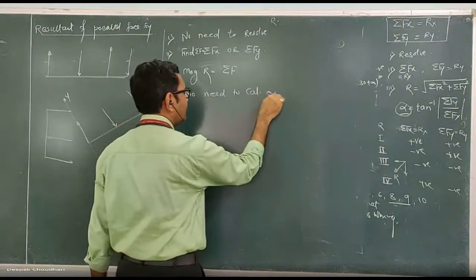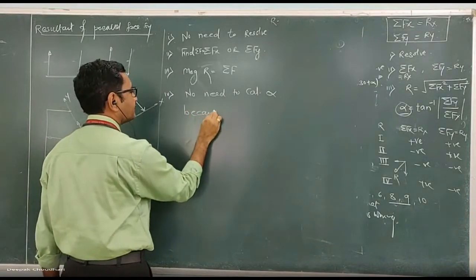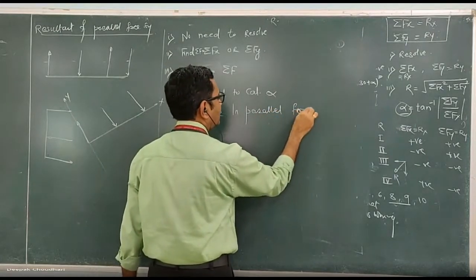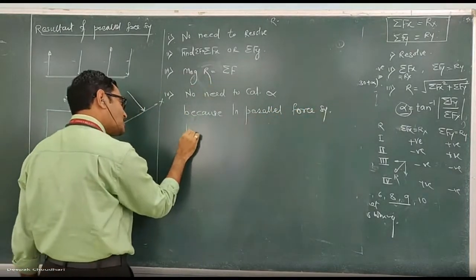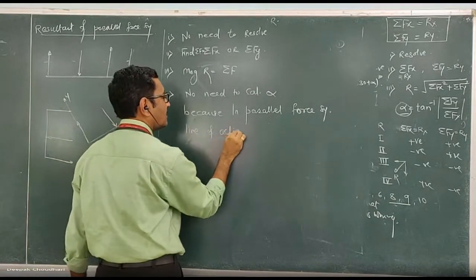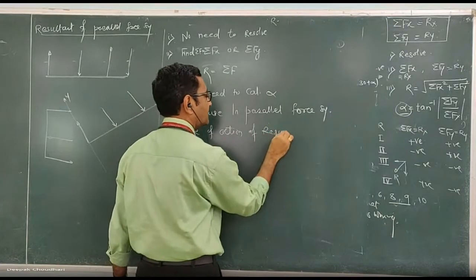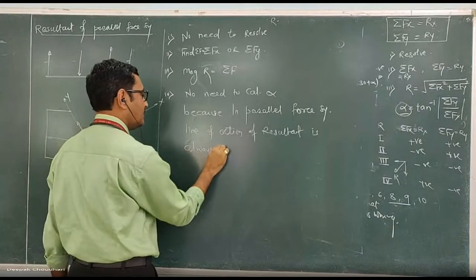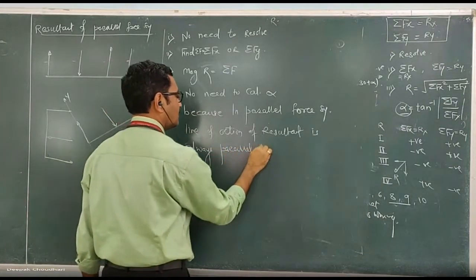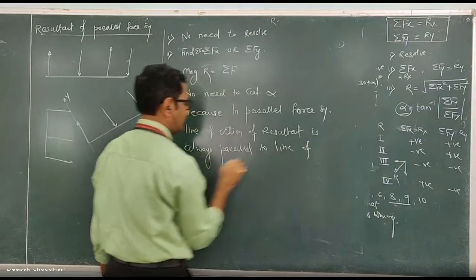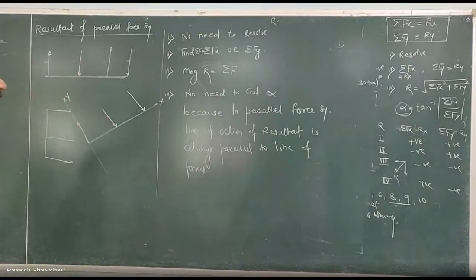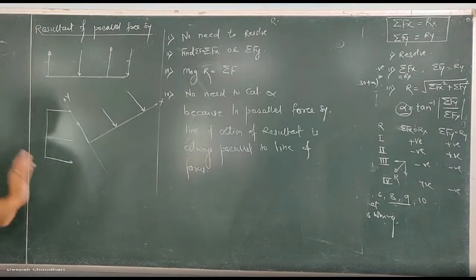Understood? Fourth, no need to find alpha. No need to calculate alpha, because in a parallel force system, the line of action of the resultant is always parallel to the line of action of the forces. Okay, no need to calculate the alpha, because in a parallel force system, the line of action of the resultant is always parallel to the line of action of the forces.